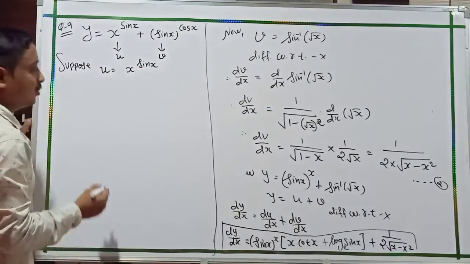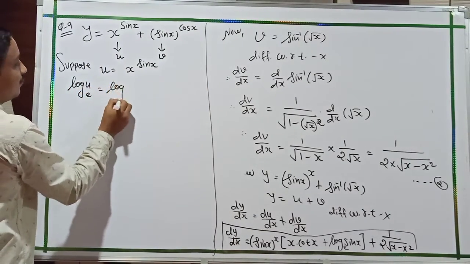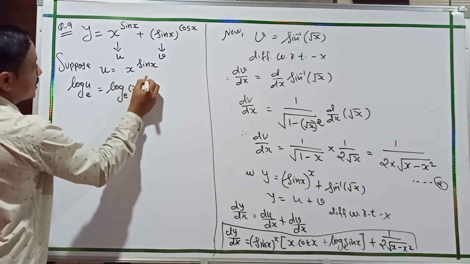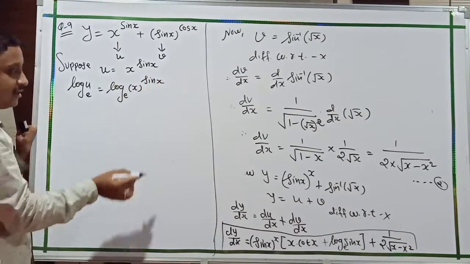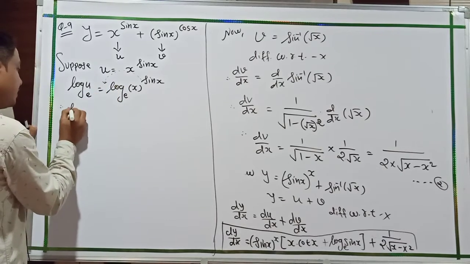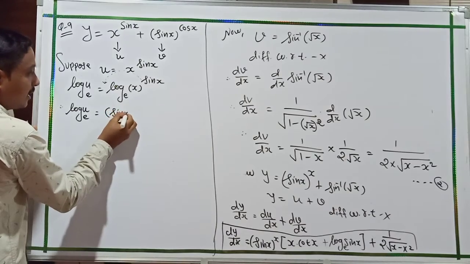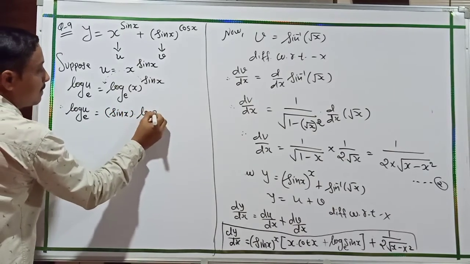First of all, u. Taking log on both sides with base e. So x raised to sin x, and this sin x, students, you take outside. So what you get? Log u base e equals sin x into log x base e.